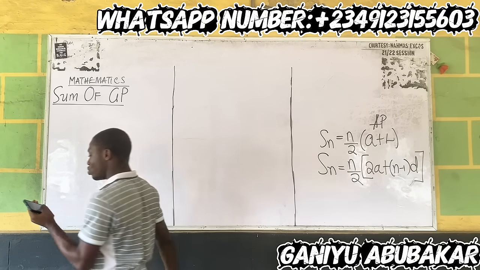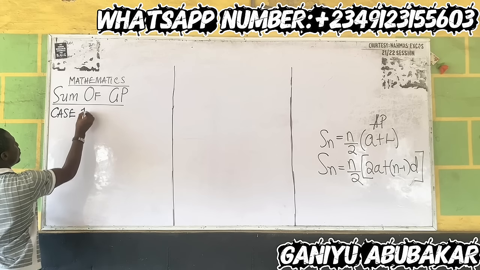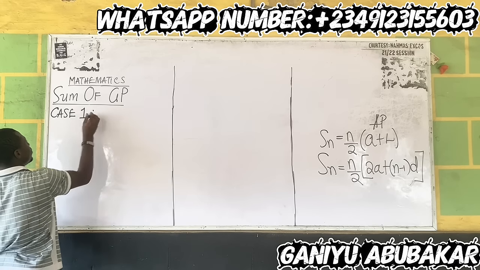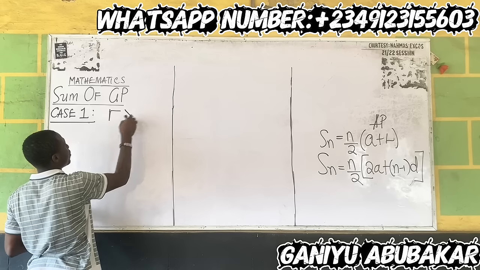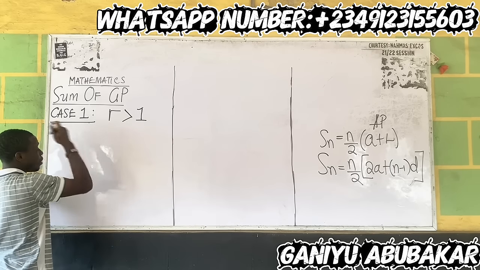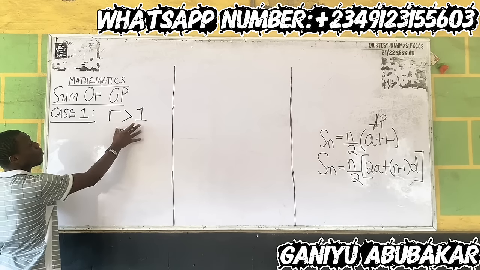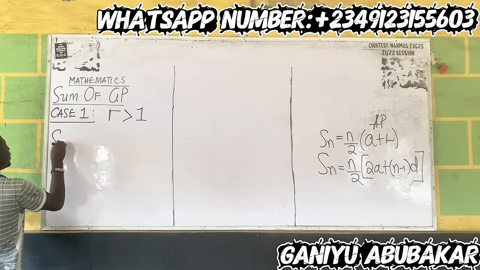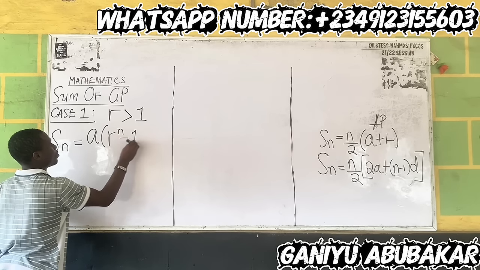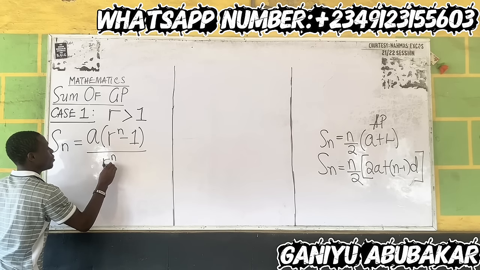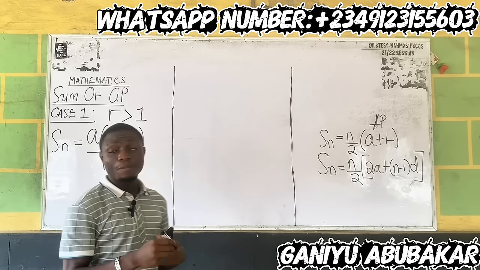So I'm saying this, please. When it comes to GP, for case 1, if the value of r is greater than 1, like let's say r is 2 or 4 or 10 or 15 upward, then the formula I apply is given by Sn equals a into (r to the power n minus 1) all over (r minus 1), please.